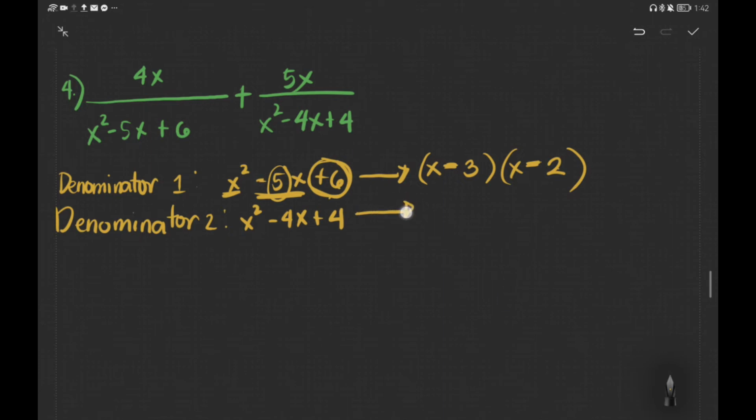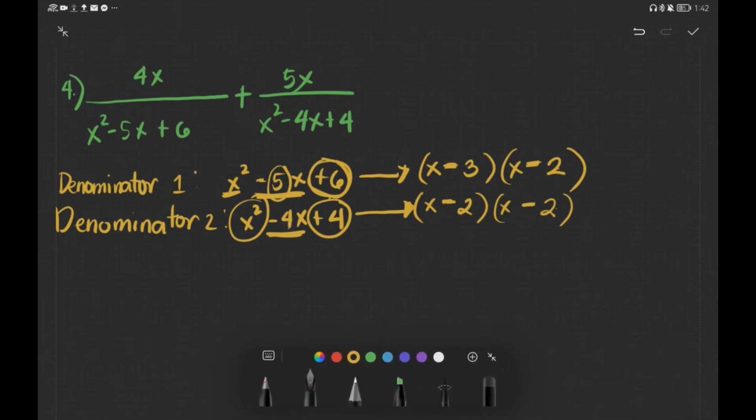Also, factor denominator 2. Let's make a parenthesis. Factors of x squared, that is x times x. Same as the first denominator, the last term is positive, the middle term is negative. Therefore, the factors are both negative. Factors of 4, that is 2 times 2. 2 plus 2, this is 4. Okay, now we can look for the LCD.